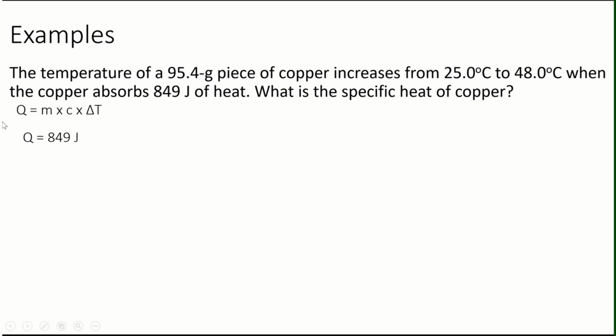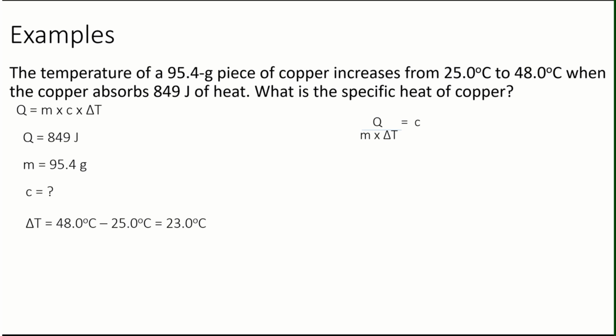I was given an energy, Q, 849 joules, there that is. So list that out. I was given a mass, 95.4 grams of copper. They are asking for the specific heat, so that's what we're trying to solve for. And they gave us a final temperature from 25 to 48, so we're going to 48, that's our final temperature. And our initial temperature was 25 degrees Celsius. So our delta T, our change in temperature, will be 48 minus 25 is 23 degrees Celsius.